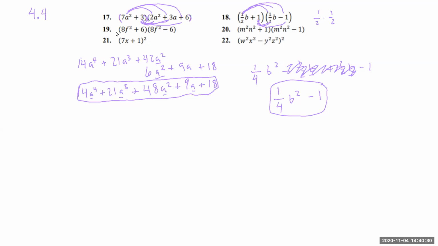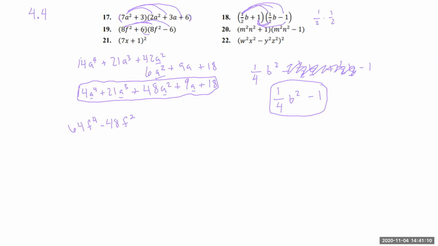Okay, going on to number 19, we again have a distribution problem. We're going to take the first term and distribute it to the 2 others. So 8 times 8 is going to be 64, and then f squared times f squared is f to the 4th. And then 8f squared times negative 6 is going to be negative 48f squared.